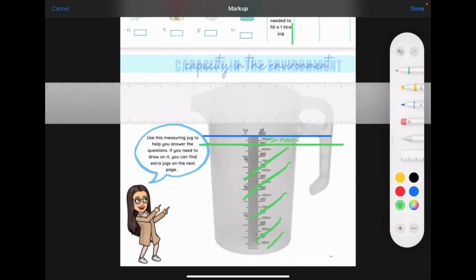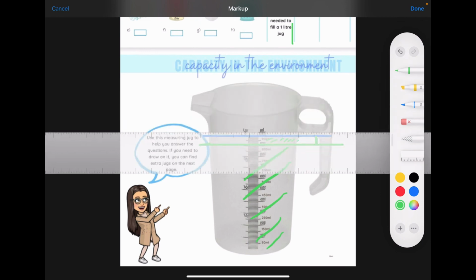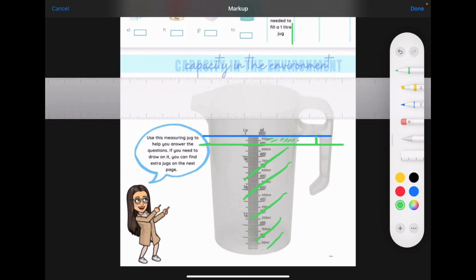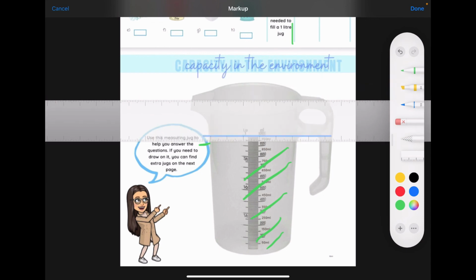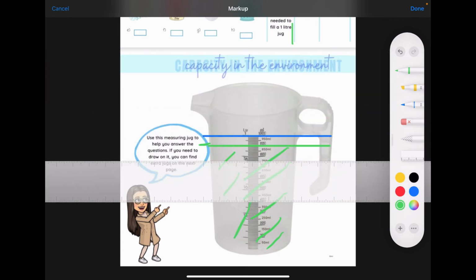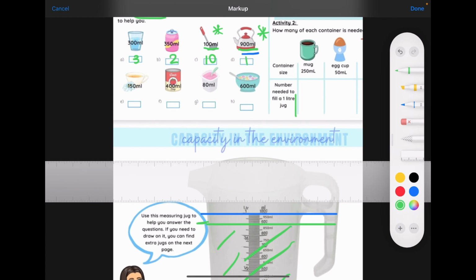So do we think that this small portion of water is going to fill up a kettle with a 900 ml capacity? No, this space here would not be enough. However, we can see that the 1 liter jug of water can fill up a kettle with a 900 ml capacity. It can fill it up only once, only one time, and that's okay. So up here we would put 1.